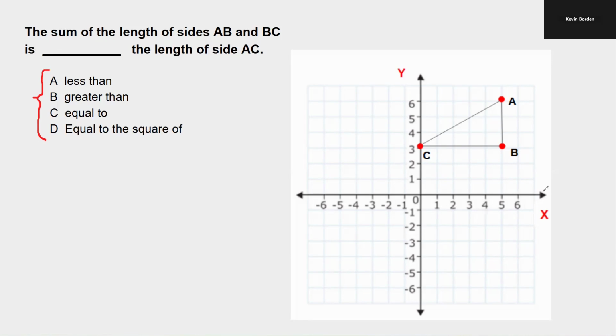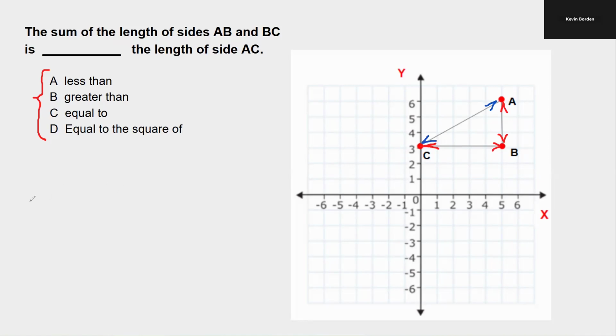Now let's look at this triangle that is being described in the problem. We are asked to think about the length of the sides AB between here and here, and BC between here and here, and compare that to the length of side AC. And AC is from here to here. Now, we don't actually have to do any math to answer this question. It makes for a very quick answer if you understand the properties of a triangle.